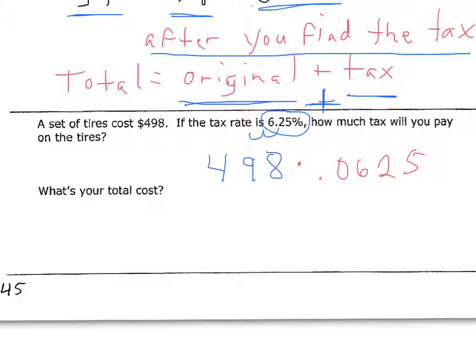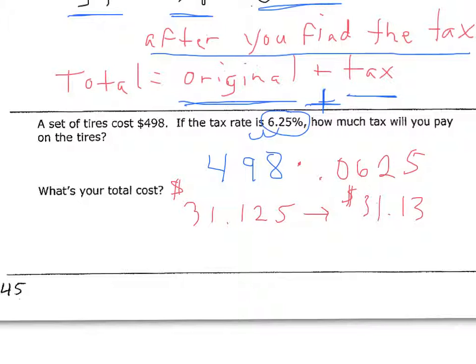If you type that in your calculator, 498 times 0.0625, that gives you 31.125. But you can't pay a fraction of a cent. It's either 12 or 13, and since it's going to be a 5, we're going to round that up. So $31.13. That is the amount of tax that you're going to pay on that set of tires.